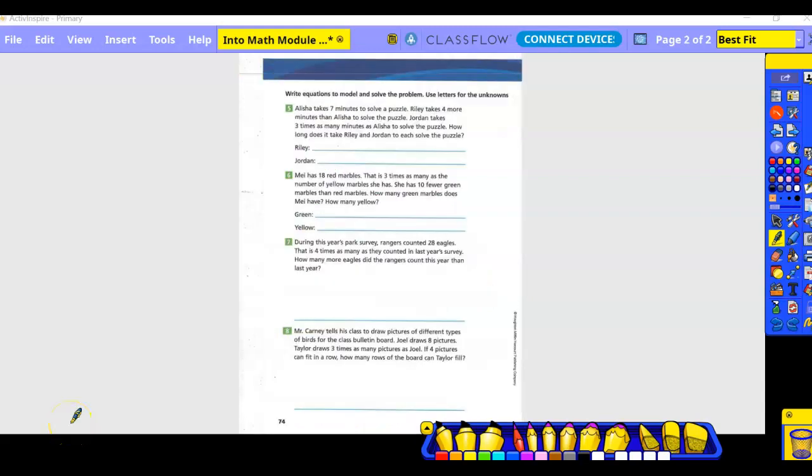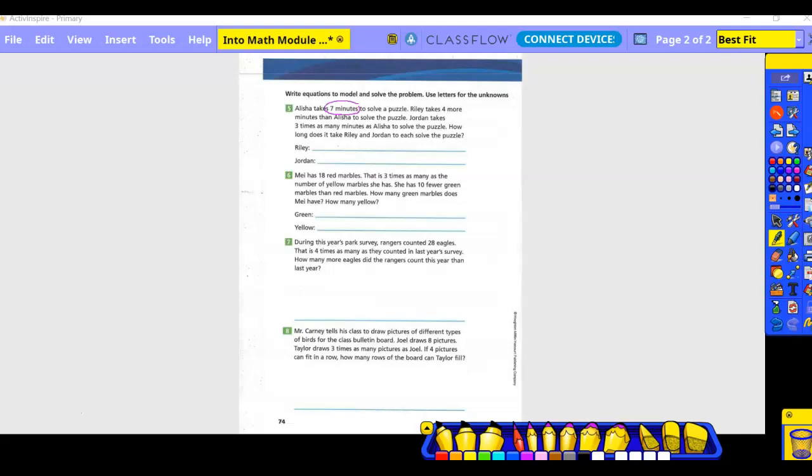Write equations to model and solve the problem. Use letters for the unknowns. Alicia takes 7 minutes to solve the puzzle. Riley takes 4 more minutes than Alicia to solve the puzzle. Jordan takes 3 times as many. So let's break it down so that we're not reading all that and then forgetting what we need, right? Okay, so we need to find Riley, right?